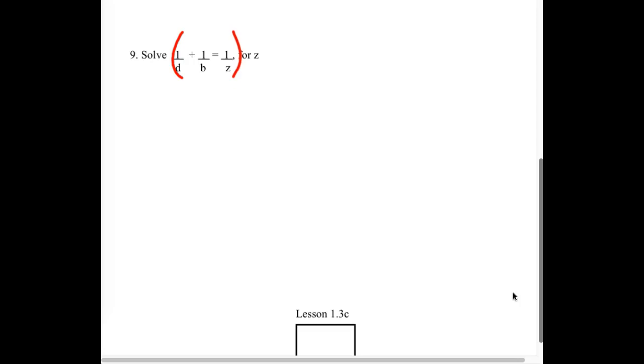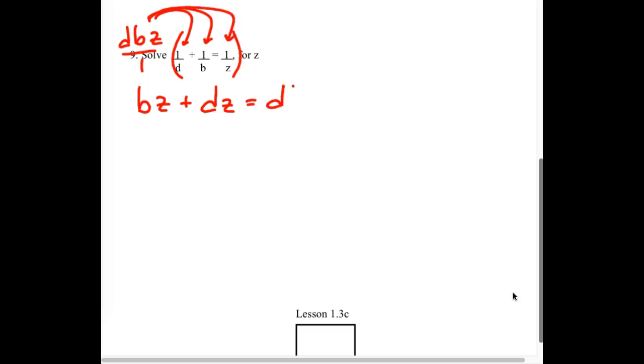What's the LCD? Yeah, I need all three of them. I need a D, a B, and a Z. I'm going to times everything by that. All right, so when I distribute that to the first fraction, the D's should drop out, and I have a BZ left over. When I distribute it to the second fraction, the B's are going to drop out, so I have a D and a Z. And when I distribute it to the third fraction, the Z's drop out, I have a D and a B.